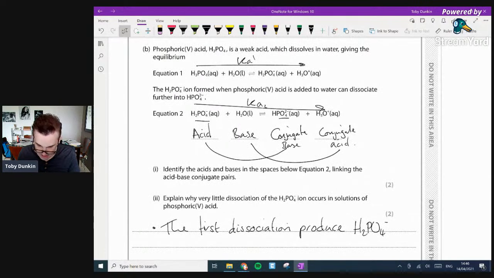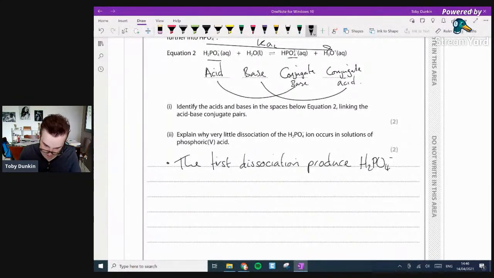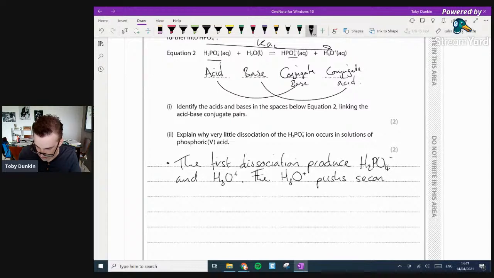Well, once it produces that, you'd expect it to go on to the next one. But it also makes H3O+, which would push the second equilibrium back. The first dissociation produces that and H3O+. The H3O+ pushes the second equilibrium from right to left.